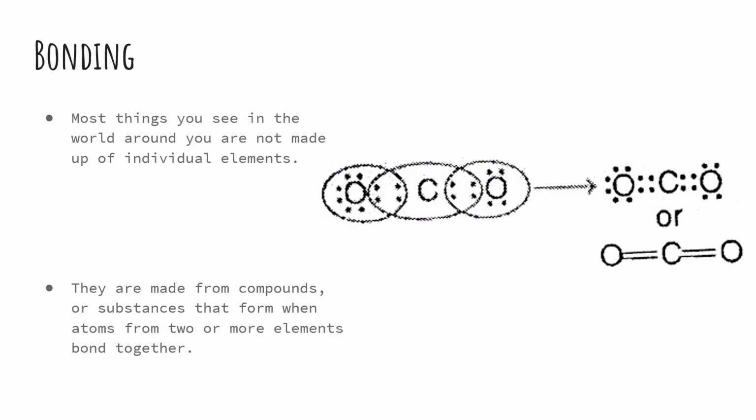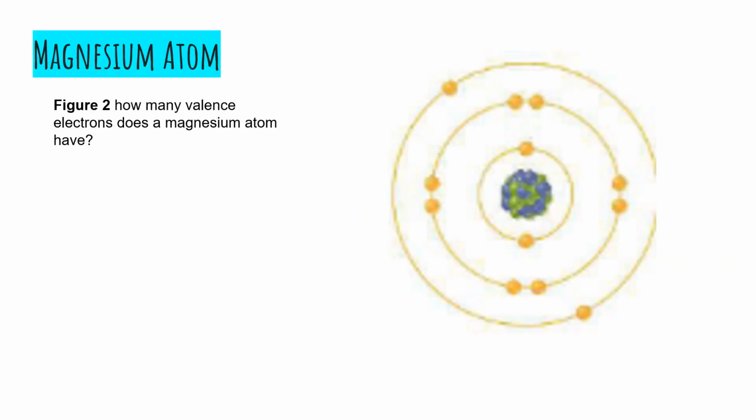Bonding. Most things you see in the world around you are not made up of individual elements. They are made from compounds or substances that form when atoms from two or more elements bond together. A magnesium atom, figure 2. How many valence electrons does a magnesium atom have? And we can see on the outer ring it has 2.